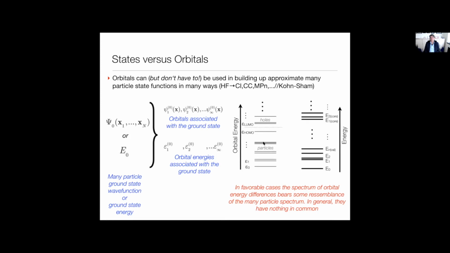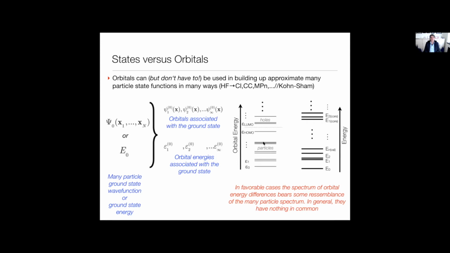Also, the spectrum of particle-hole energy differences is not the same as the many particle spectrum. There are some favorable cases where the spectrum of orbital energy differences has some resemblance to the many particle spectrum, but in general they have absolutely nothing in common. That's why a term like the density of unoccupied states doesn't exist in quantum chemistry. In quantum chemistry, a state is a many particle state, and an orbital is an orbital.